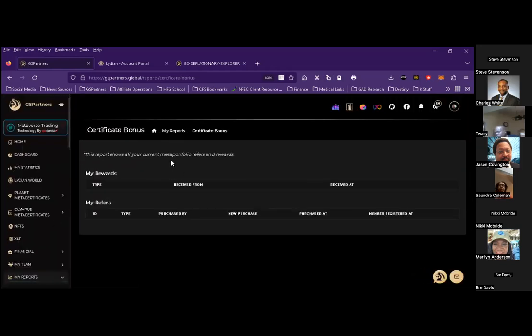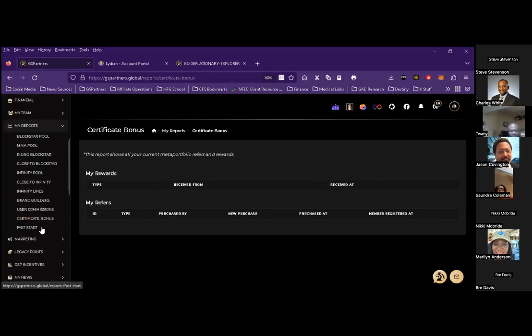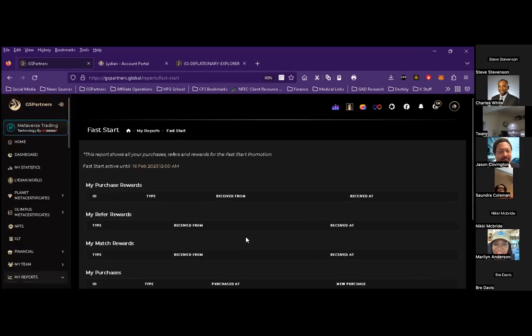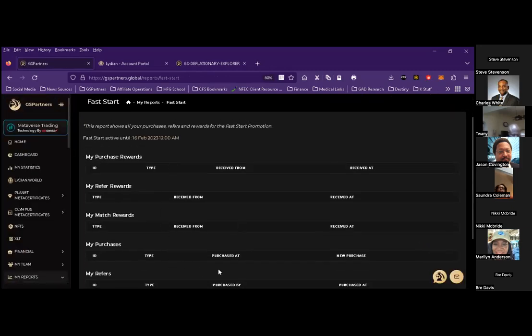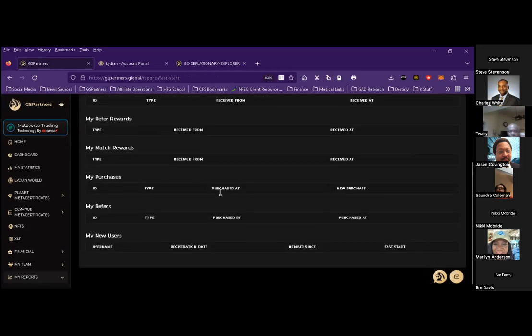Certificate bonus. This is for when you're doing the referrals for those certificates. Information about those free certificates and stuff will show up here. And finally, the fast start. This will actually show you information about your fast start and what you've been able to do with it.